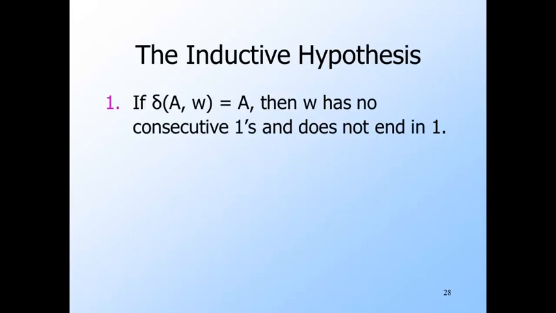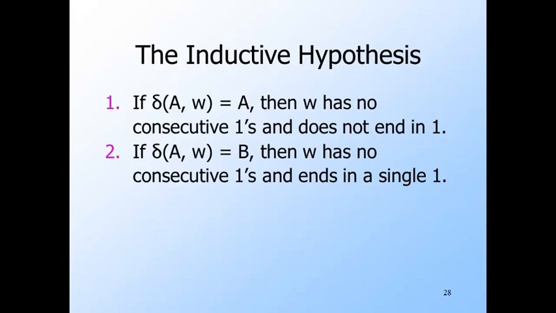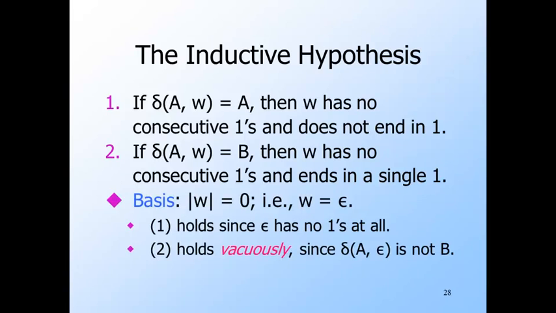Part 1 says that if W gets you to state A, then not only is W good in the sense that it doesn't have consecutive ones, but it doesn't even end in 1. Part 2 says that if W gets you to state B, then W is still good, but it must end in 1. Remember, the induction is on the length of W, so the basis case is when W is the empty string, the only string of length 0. We're going to use bars around a string to denote its length. And now, let's prove part 1 of the basis.